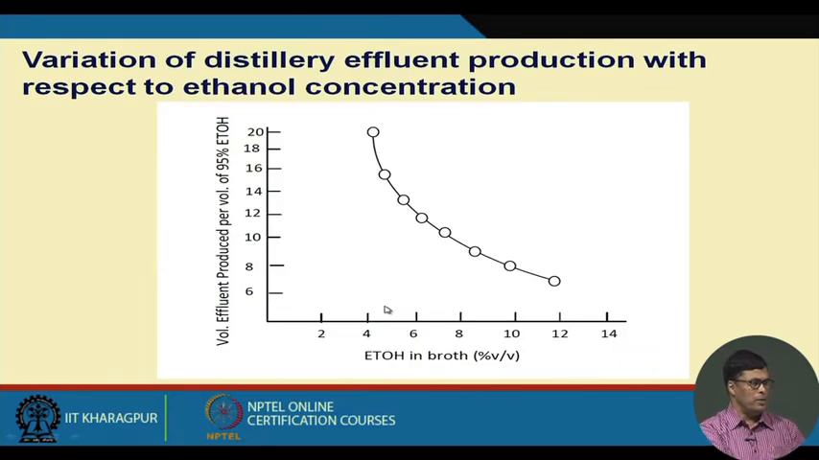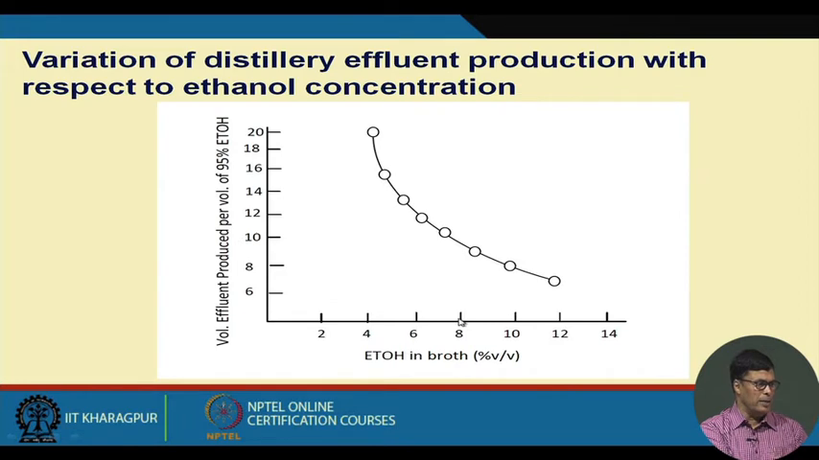Now in the alcohol industry, one problem is the distillery effluent that is produced here. I want to discuss one very important aspect: the concentration of alcohol plays an important role in the effluent production. The correlation between the percentage of alcohol present in the fermentation broth and the volume of effluent produced per unit volume of 95% ethanol is like this. This clearly indicates that as the alcohol percentage increases, the volume of effluent also drastically reduces.